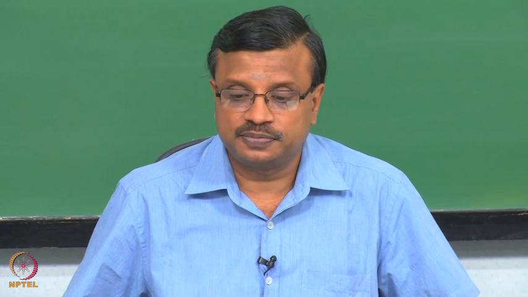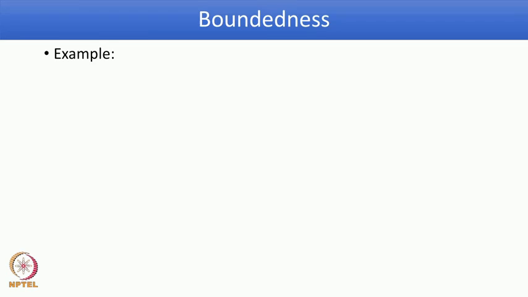To have a stable solution, we should have a diagonally dominant matrix. Now, this boundedness ensures the matrix is diagonally dominant. Let us try to explain this boundedness with the help of a simple problem.